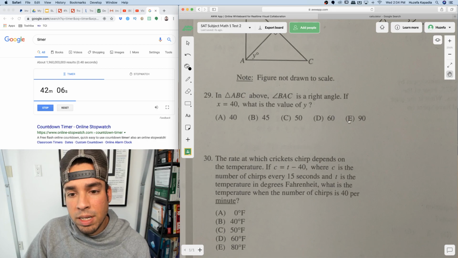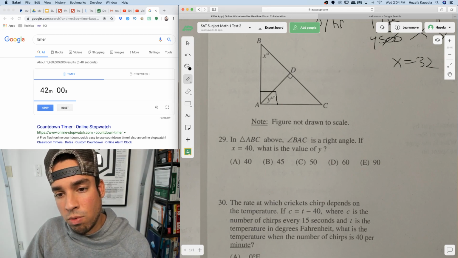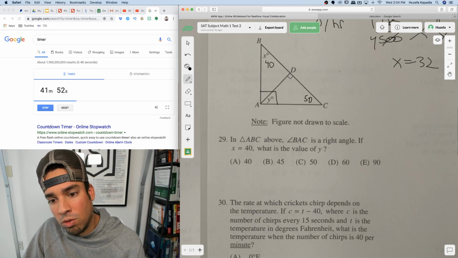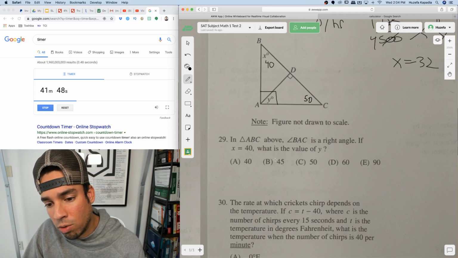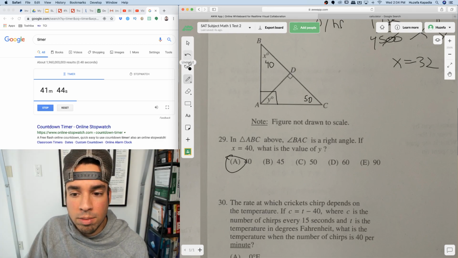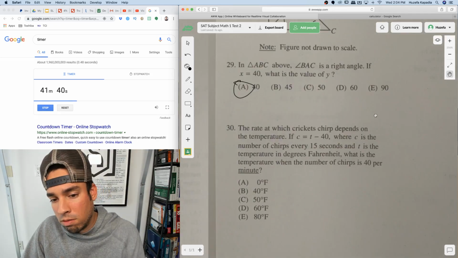In triangle ABC above, angle BAC is a right angle. If x equals 40, this would be then 50, right? Because see that? 40, 50, 90, 180. What is the value of y? And then this is 50, this is 90, y is also 40. Because in this little triangle, they all have to add up to 180 as well. So that has to be 40, 50, 90, 180.